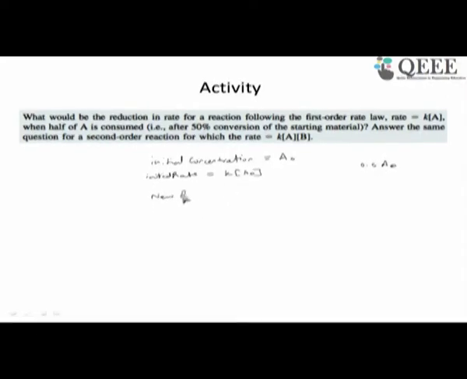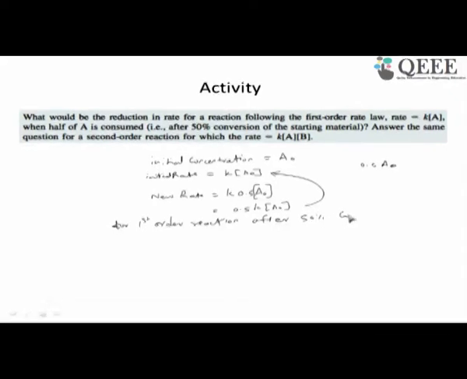So the new rate will be k into the new concentration that is prevailing at that point of time. It's already said clearly here, 50% of the starting material is consumed, so the new concentration will be 50% of the original concentration, in other words 0.5 A0. So the new rate will be 0.5 into k A0, and k A0 is the initial rate. So now the new rate is half. For a first order reaction, after 50% conversion, the rate reduces to half. So this is the observation.